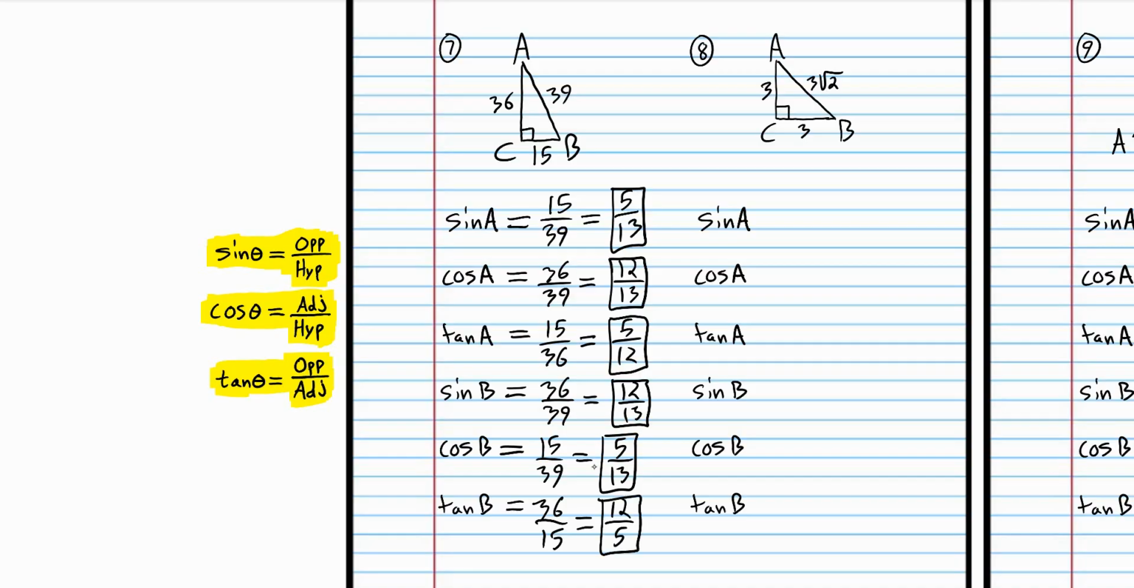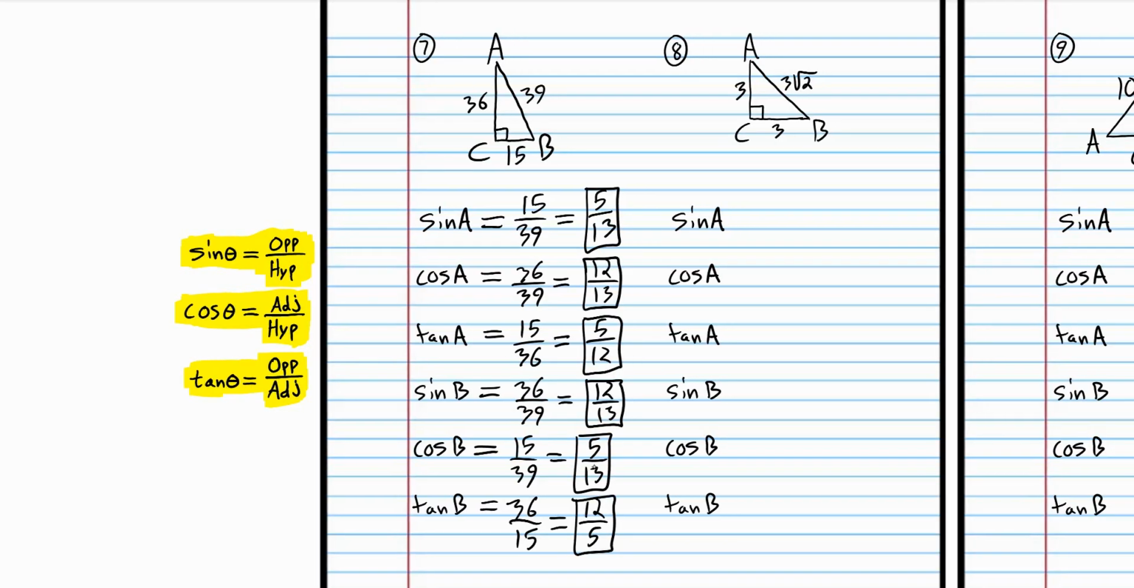All right, let's try one more of these before you try one on your own. Sine A, that's opposite over hypotenuse. But on this one, we can cancel out those 3's. So it just ends up being 1 over root 2. And we have a root in the denominator, so we have to get rid of that root in the denominator. So we multiply both sides by root 2, and we get root 2 over 2, and that is our final answer.